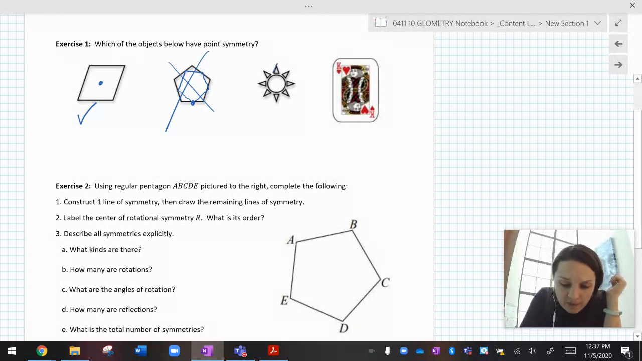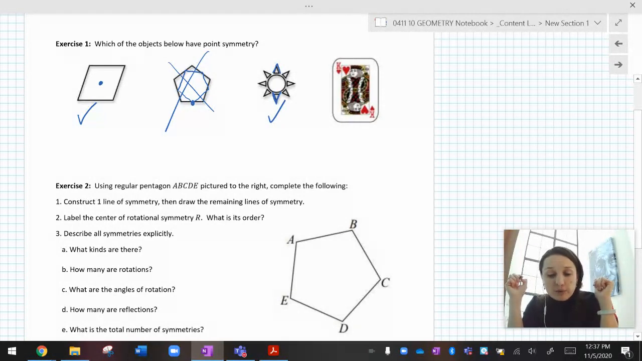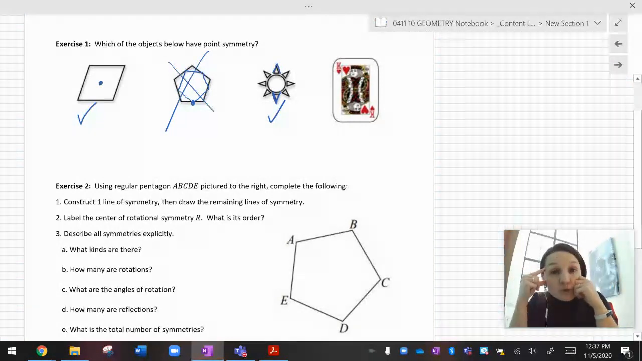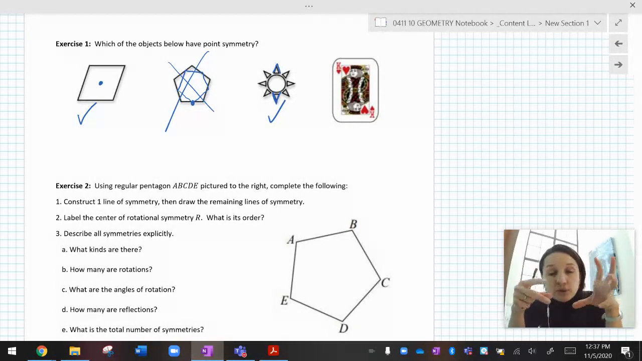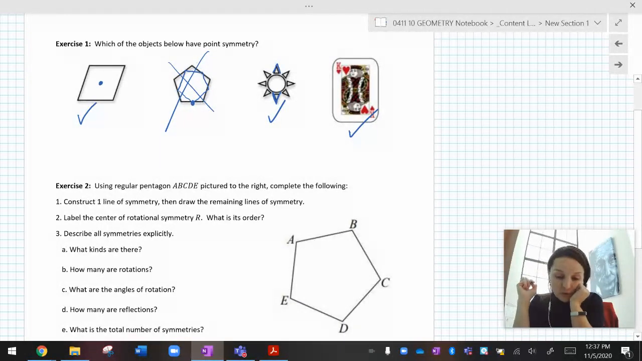But this sun has a point on the top and a point on the bottom. If I turn this upside down, those points would line up. This has point symmetry. And believe it or not, that king has point symmetry. If you have a card at home, give it a shot. These cards, the face cards anyway, always have point symmetry. The number cards do not because they don't reverse the order of the suit on the card, but in the face cards, they turn the suit upside down, and face cards do have point symmetry.